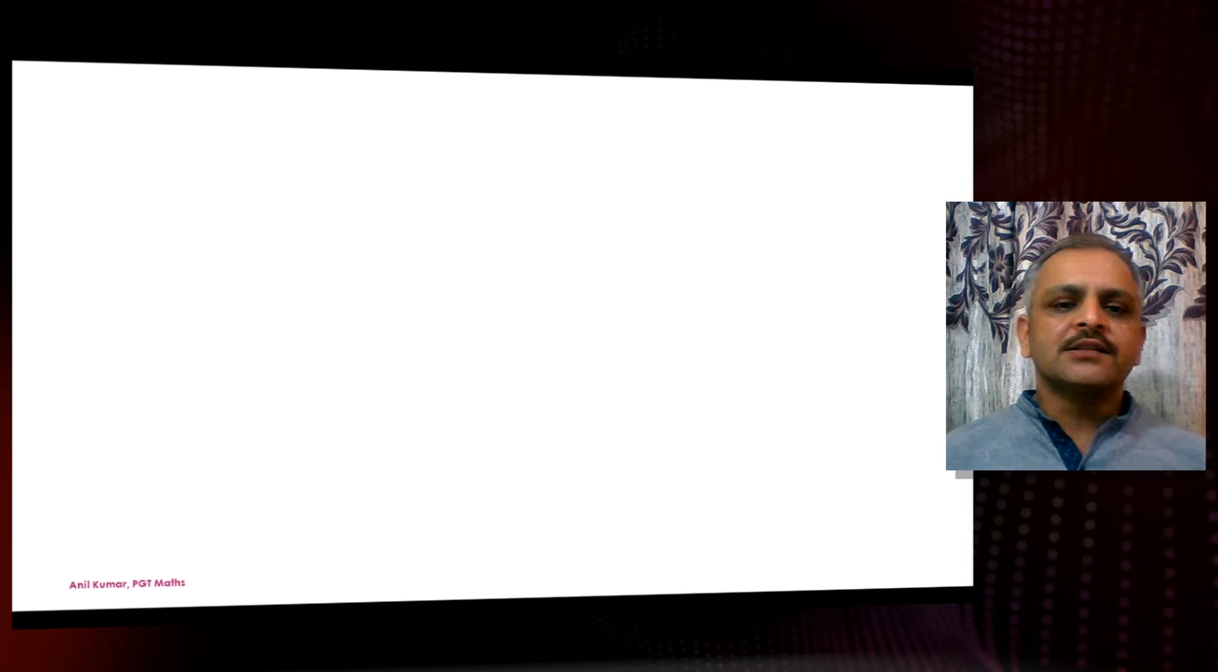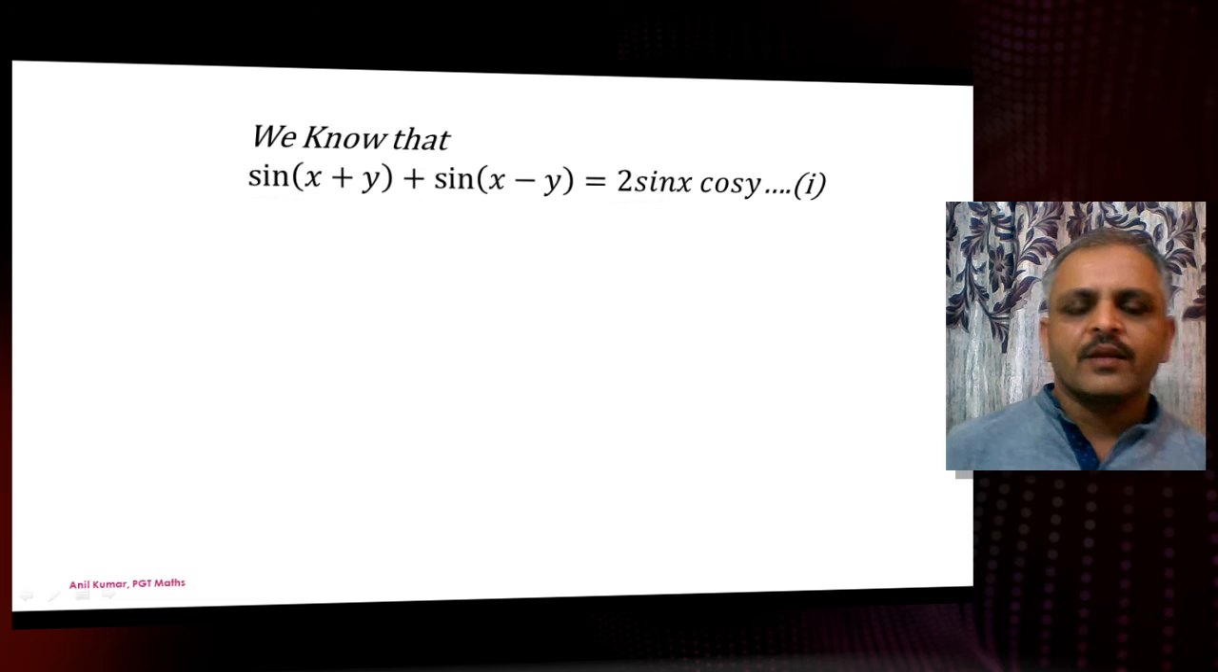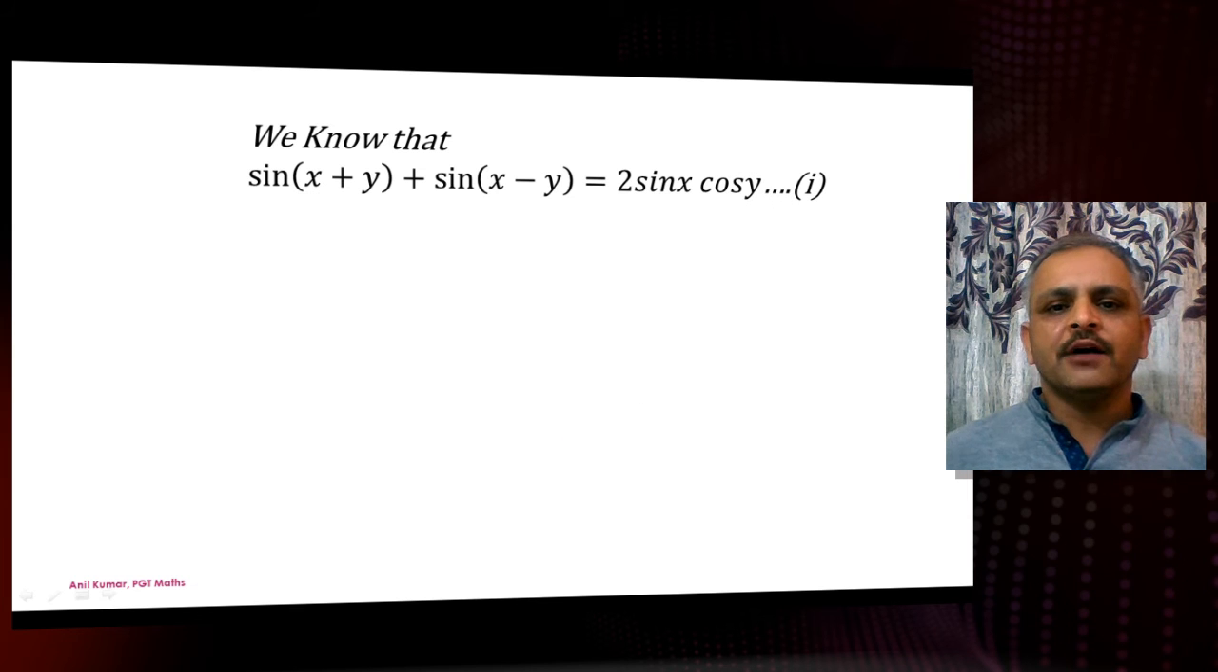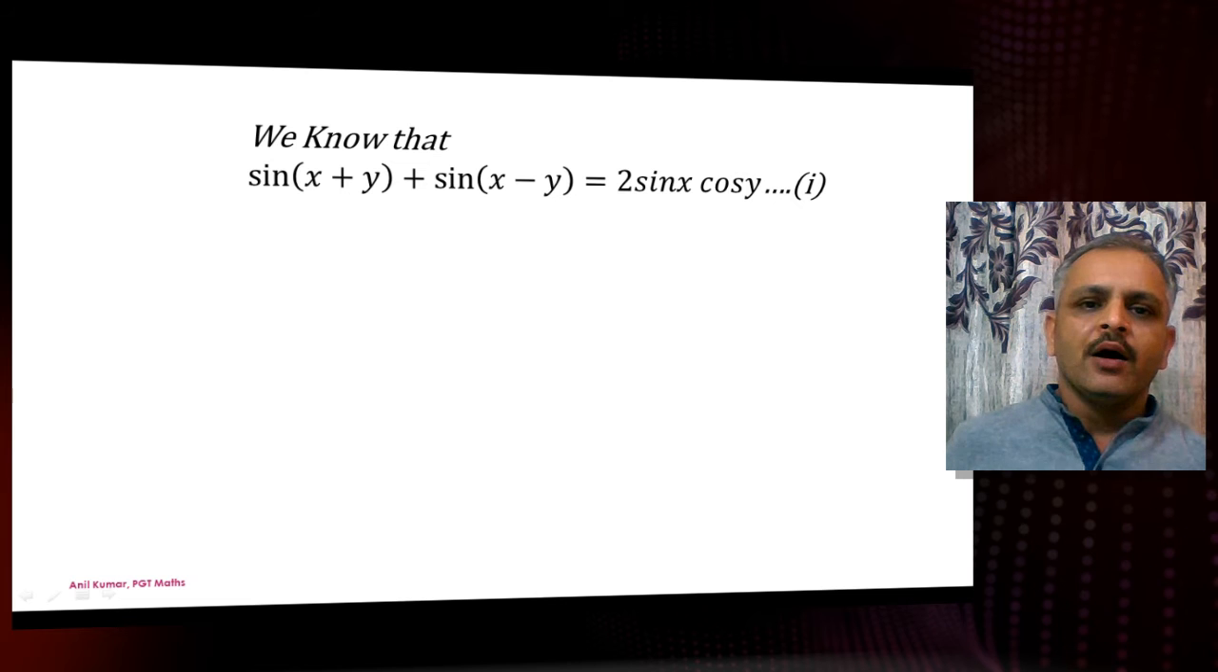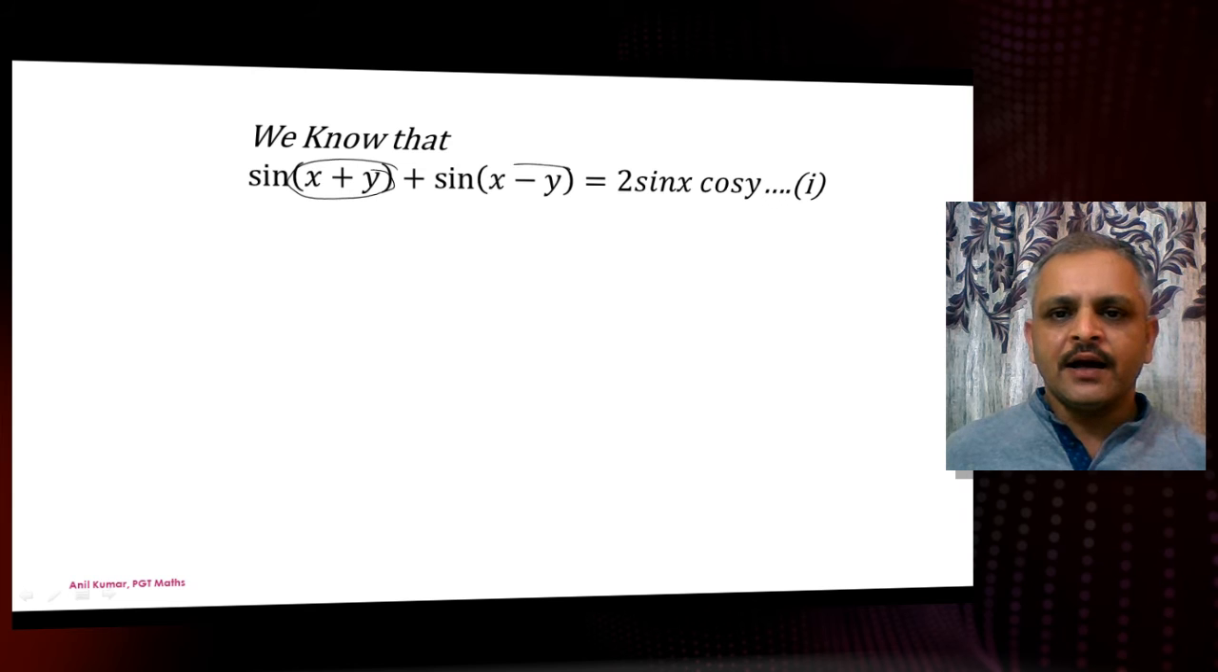So these were the defactorization formulas. Let's learn about the factorization formulas also. So we know that sin(x+y) + sin(x-y) is equal to 2 sin x cos y. In case I replace this x+y with theta and x-y with phi, then what will happen?